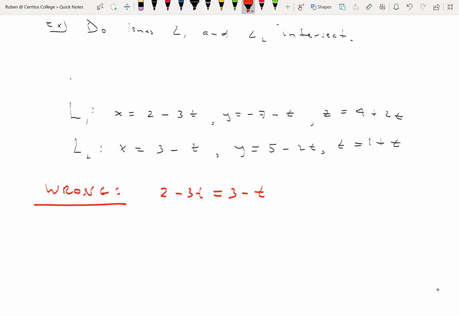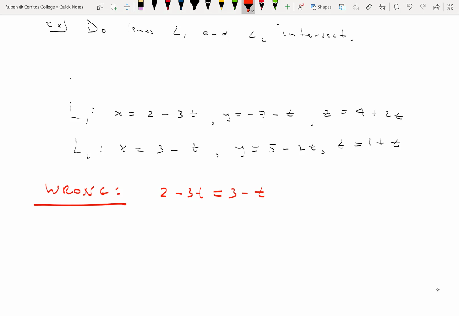representing time. Well, if I set 2 minus 3t, the x value on one line, equal to 3 minus t, the x value in the other line, and I'm trying to solve for time, I'm assuming that the two flight paths of the airplanes would cross at the same time. This doesn't have to be true. Flight paths of airplanes intersect all the time, but they don't intersect at the same time value. If they did, the planes would collide.